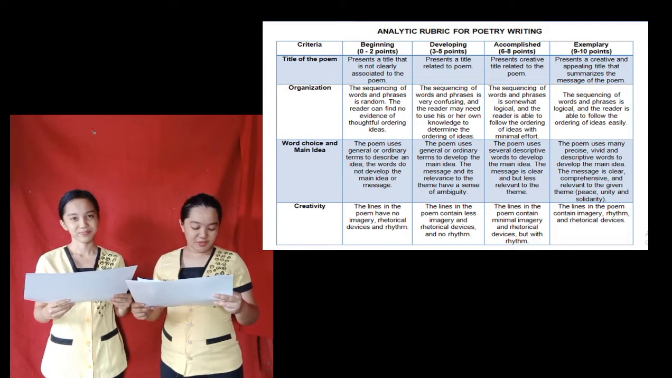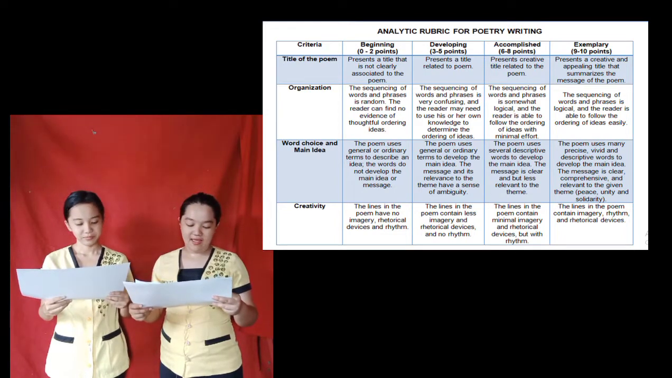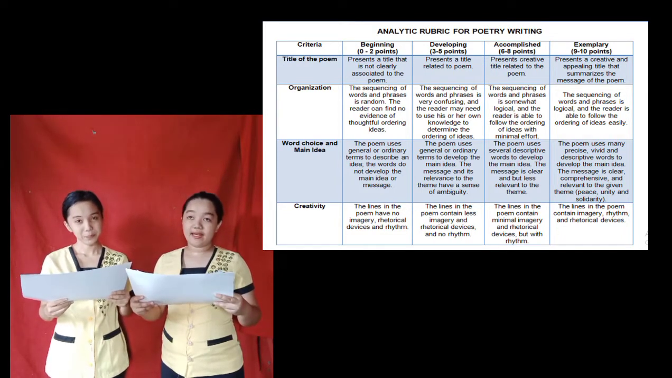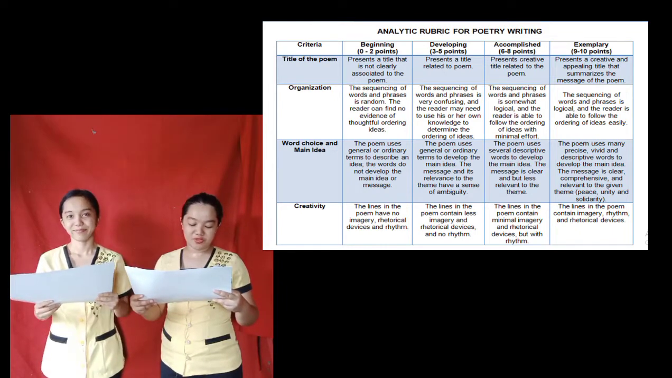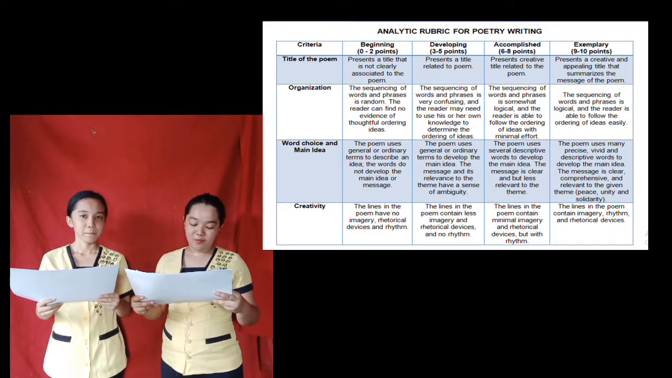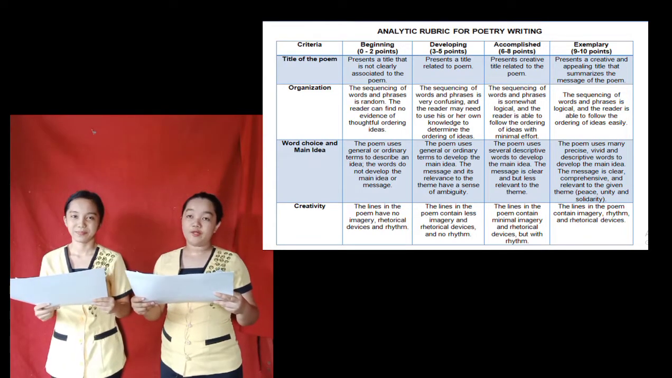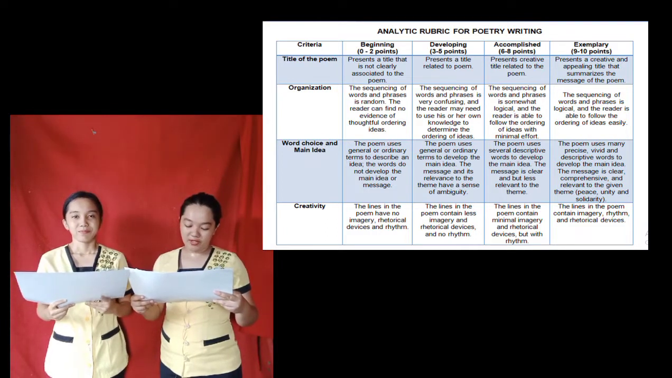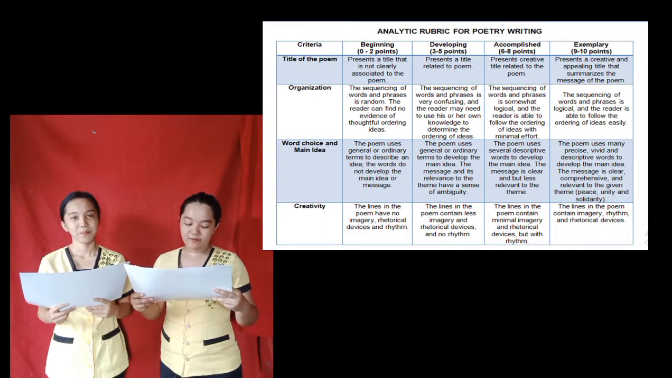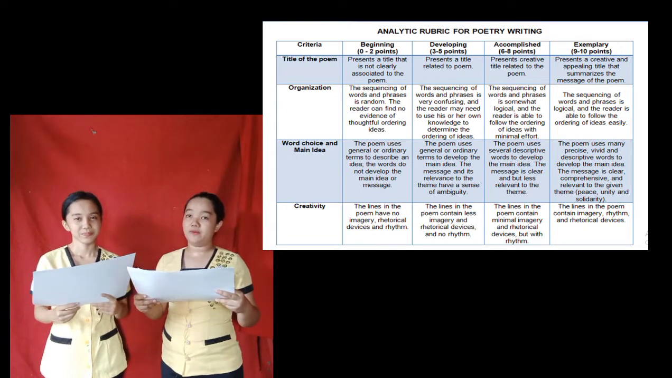Now, for the third criterion, we have word choice and main idea. For beginning, its indicator is the poem uses general or ordinary terms to describe an idea. The words do not develop the main idea or the message. For developing, its indicator is the poem uses general or ordinary terms to develop the main idea. The message and its relevance to the theme have a sense of ambiguity.